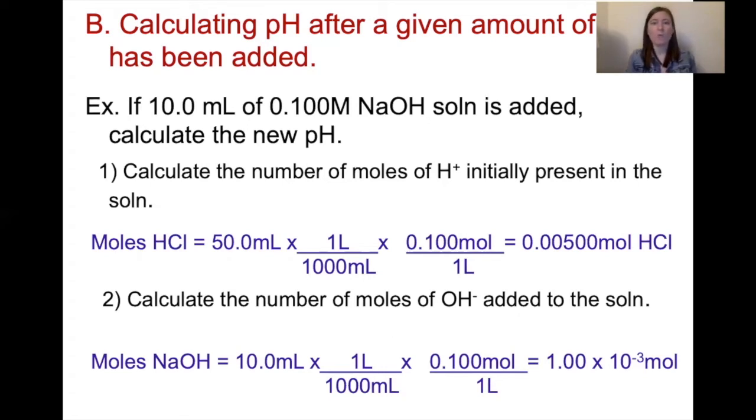Cool. Okay. Now, what we want is to know the pH now, which means we need to know the concentration of H plus now. The HCl and the OH minus are going to react with each other and form water.